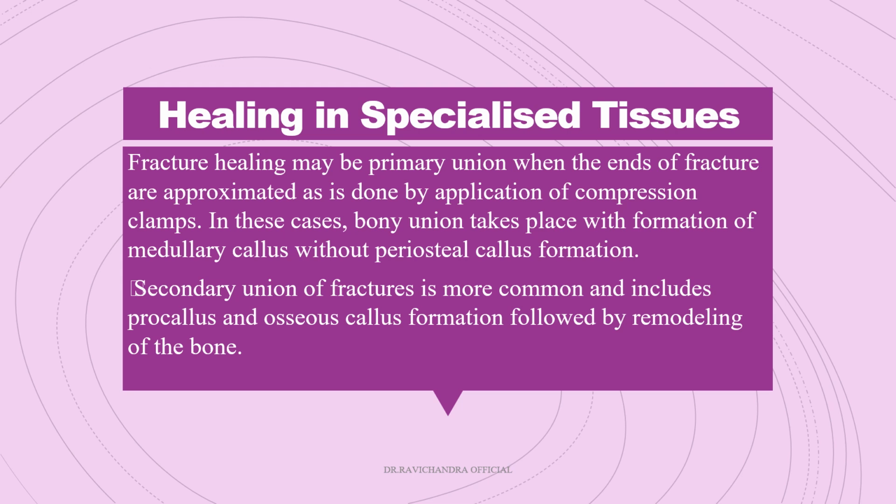Healing in specialized tissues. Fracture healing may be primary union when the ends of fractures are approximated, as is done by applying compression clamps. In these cases, the bony union will take place with formation of medullary callus without periosteal callus formation. So, there will not be any periosteal callus formation, only medullary callus formation will be there in this type of fracture healing.